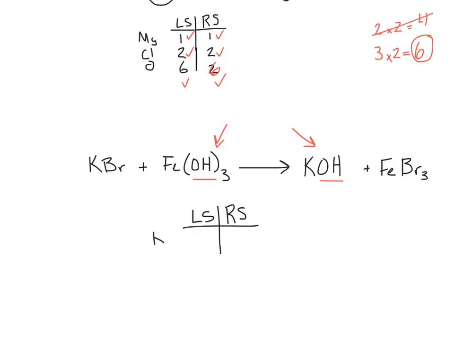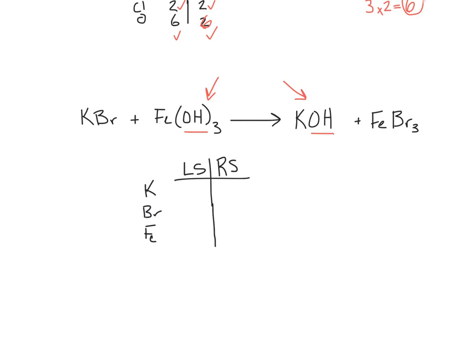So we have potassium, we have bromine, we have iron, and when the polyatomic ion exists on the left-hand side as well as the right-hand side, you keep them together. And so when counting, we count them as one. So with this in mind, give this balancing problem a go on your own if you'd like, or keep watching to work through it with me.